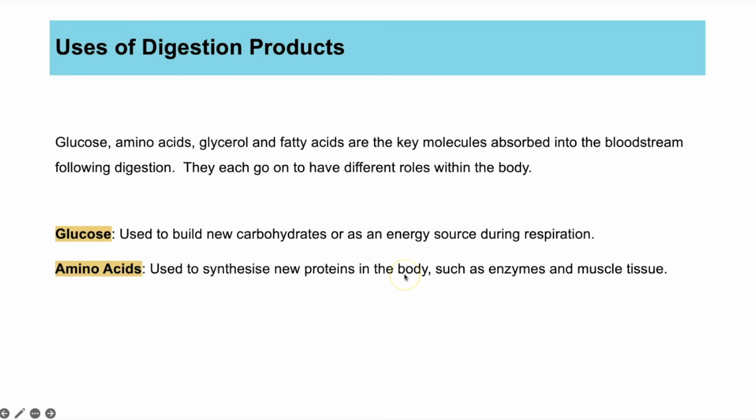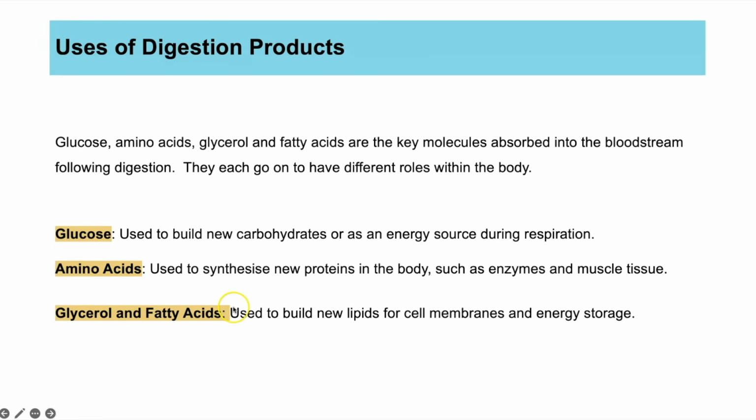And your body is actually about 50% proteins if you were to remove all the water. And that's because things like enzymes, muscle tissue, antibodies, which you'll learn about later, these are all proteins. So amino acids are essential. And then finally, the glycerol and fatty acids. Once those have been absorbed into the bloodstream, they can then be converted back into lipids, which are used for things like making your cell membranes and also energy storage.